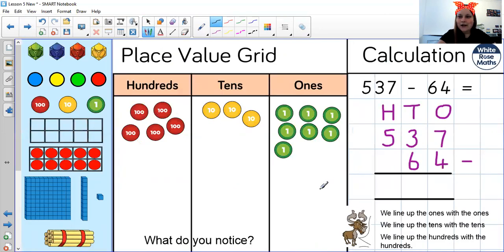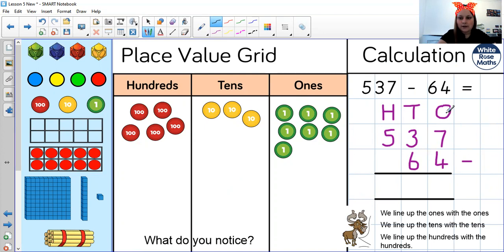Today's lesson then, we are going to be exchanging in our hundreds column. So it's really important, Colin's reminded us here, that we line up our digits correctly. And it's especially important as our subtrahend is only a 2-digit number. So we need to make sure that those digits are under the correct place value headings.